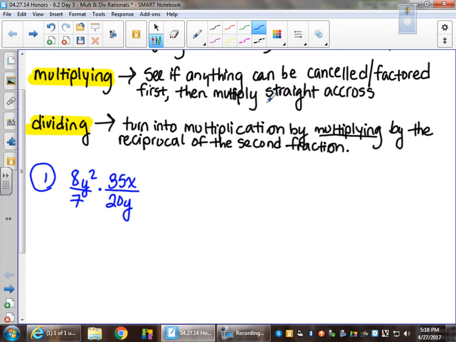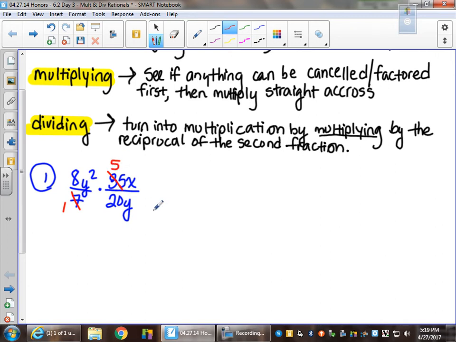Well, I see that I have all monomial terms here. Monomials all over the place. So no factoring can take place. Let's straight up see if something can cancel. 8 and 7, nothing can happen there. But I see 7 and 35. I know 7 goes into itself once and into 35 5 times.